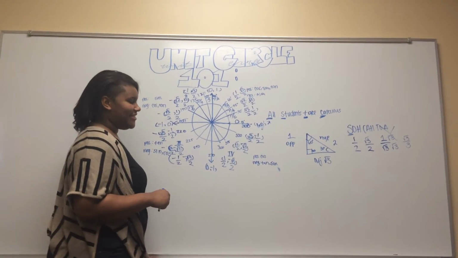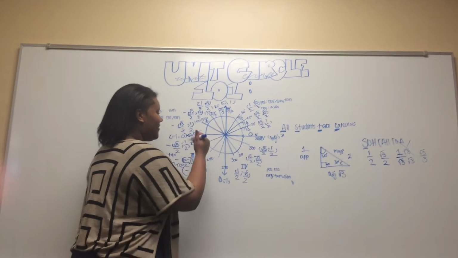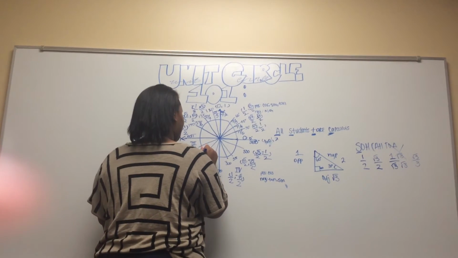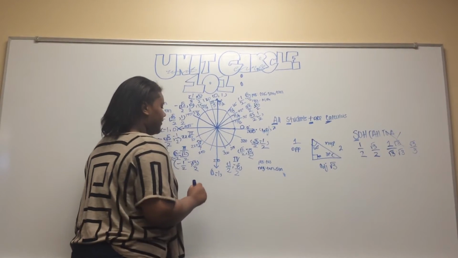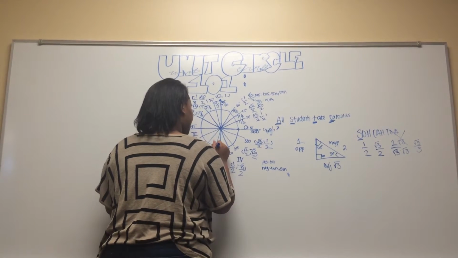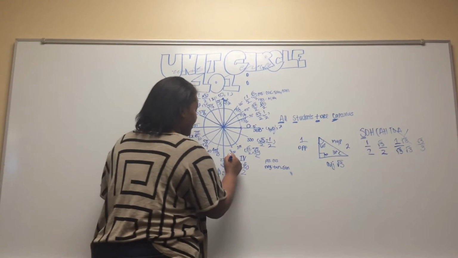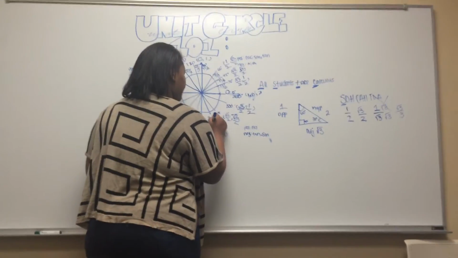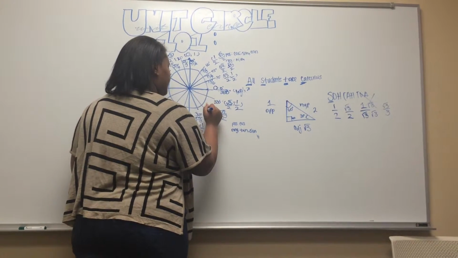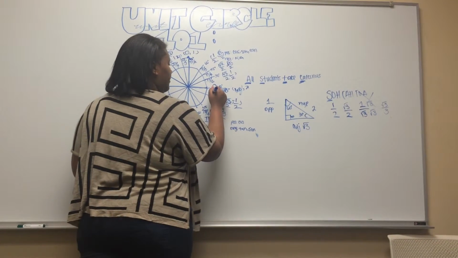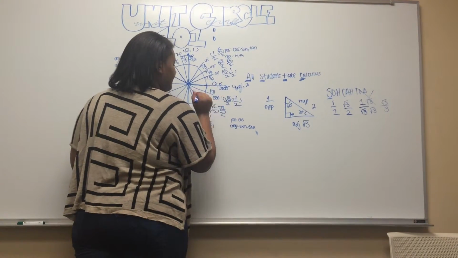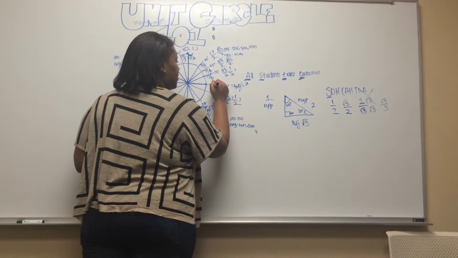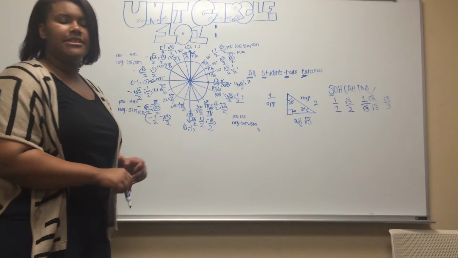All right, for the third quadrant, 220 will be 7 pi over 6. 225 will be 5 pi over 4. 240 will be 4 pi over 3. 270 is 3 pi over 2. The fourth quadrant, 300 will be 5 pi over 3. 315 will be 7 pi over 4. 330 will be 11 pi over 6. And 360 will be 2 pi. And that is your unit circle, ladies and gentlemen.